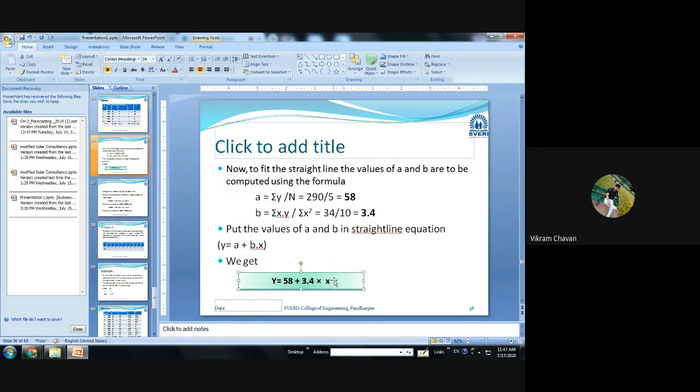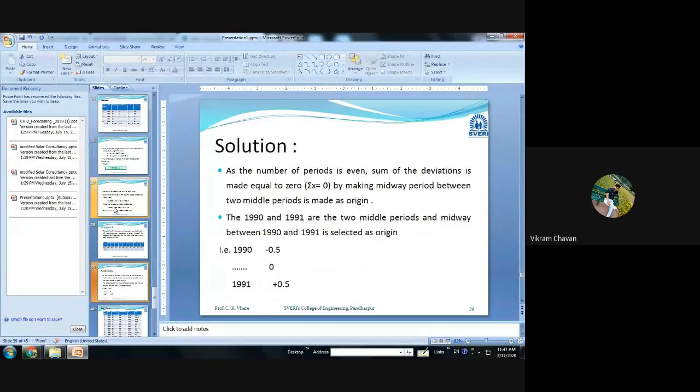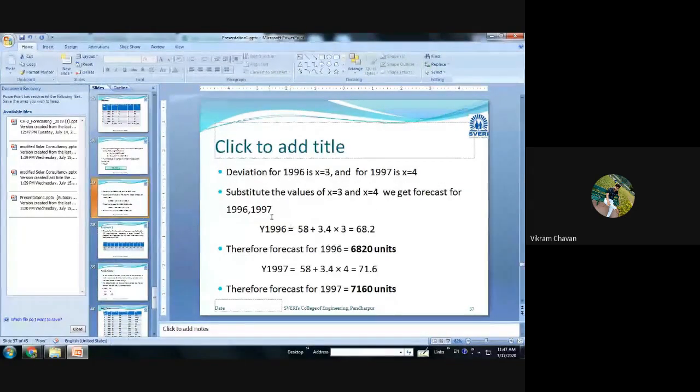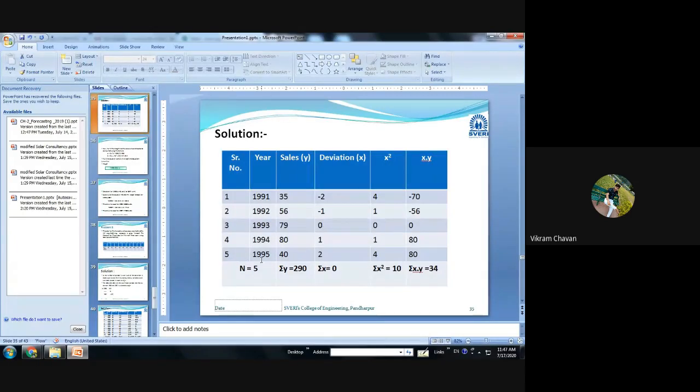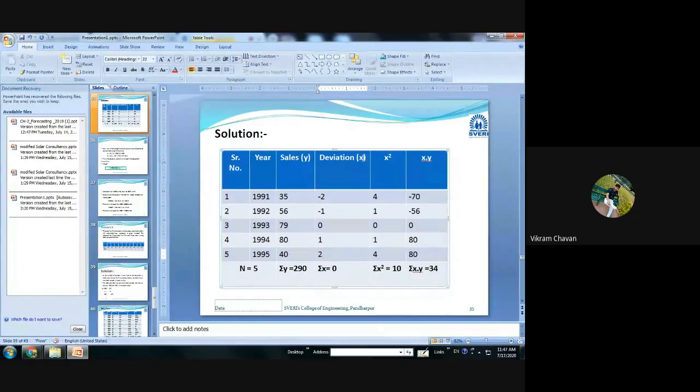Now we have to find out the forecasted value for the year 1996 and 1997. Okay, we have to calculate the forecasted value for 1996 and 1997. Now check out this particular table. For the 1995 year, deviation is 2. That is nothing but x value is 2.